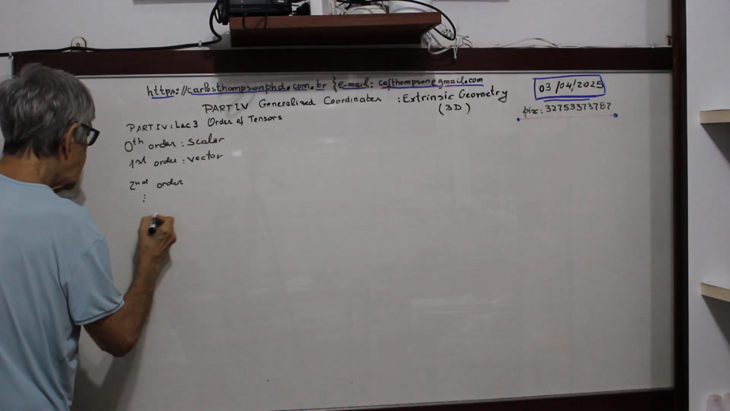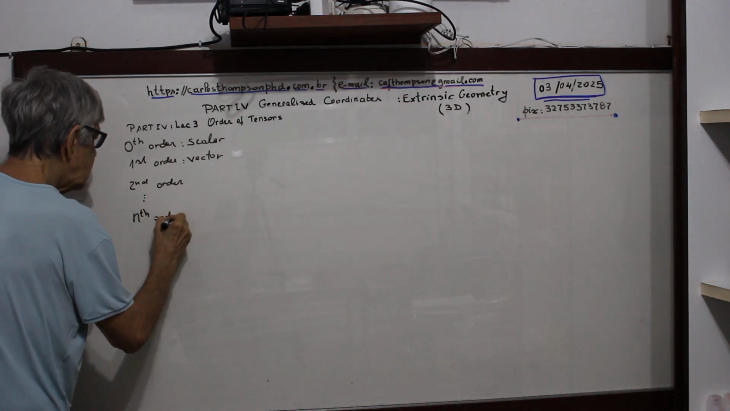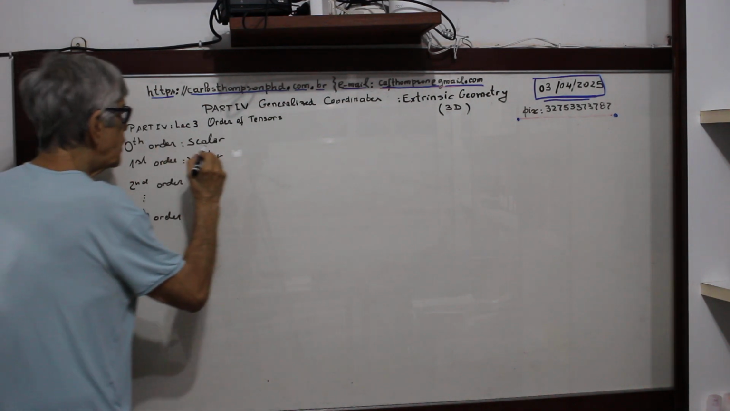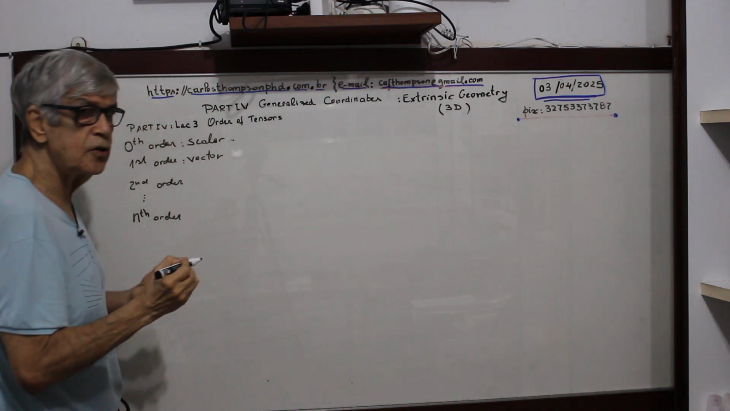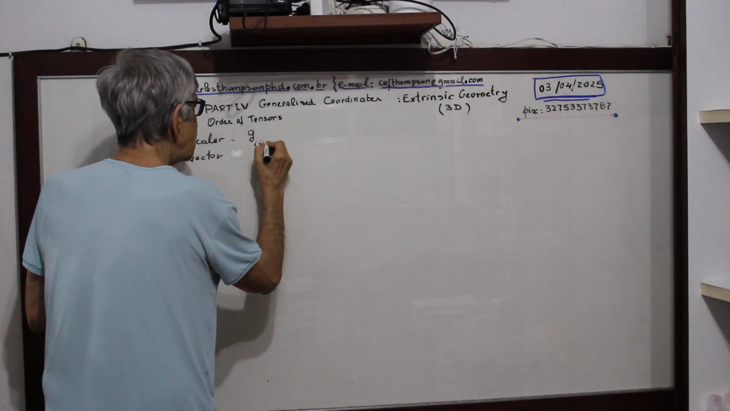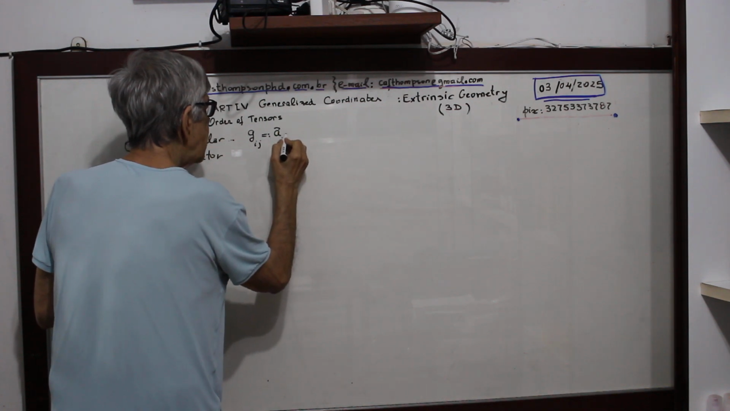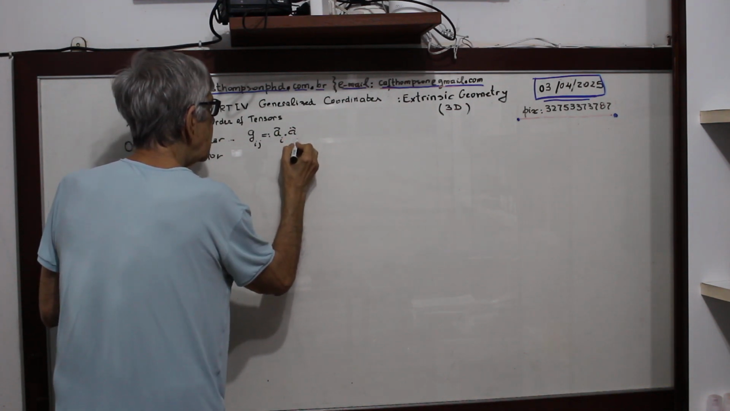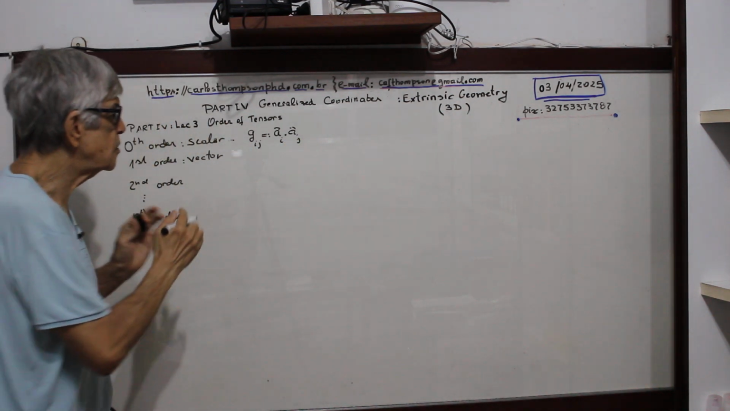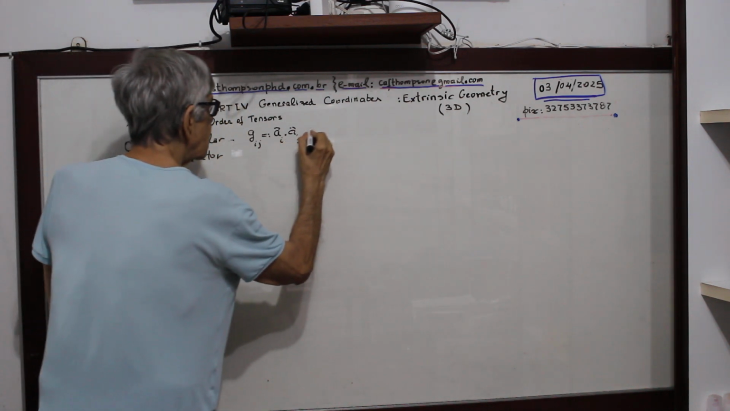And then you have nth order tensor. Okay? Now, for instance, in the previous video we saw the definition of Gij equal to Ai dot Aj. You see, only dummy indices. So, this is a zero order tensor, this is a scalar.